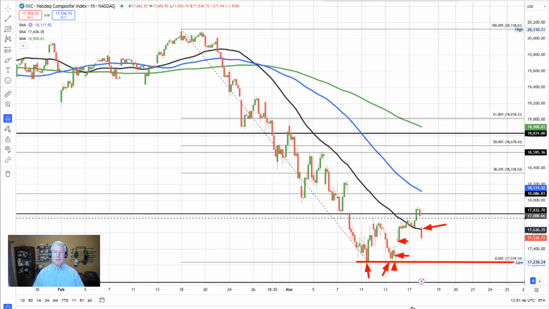For the S&P index, we're testing a key support. It's up to those moving averages to help determine the short-term bias for these indices.